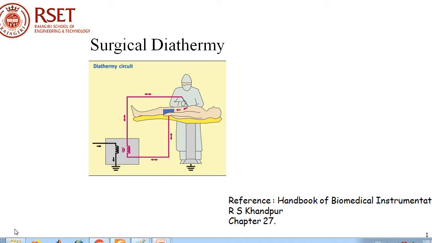Good morning. This is the third session of the fourth module, therapeutic equipments. The therapeutic equipments which we discuss in today's session are surgical diathermy and ventilators. The first one is a surgical diathermy.